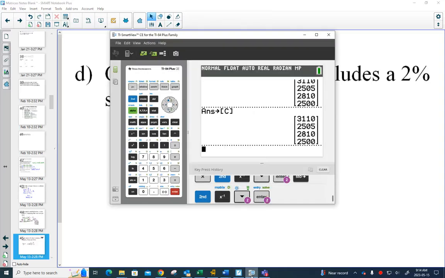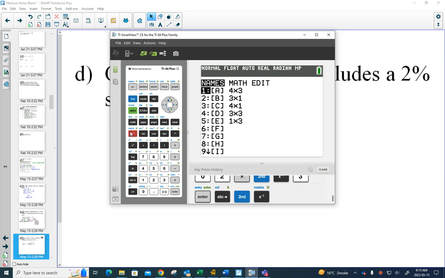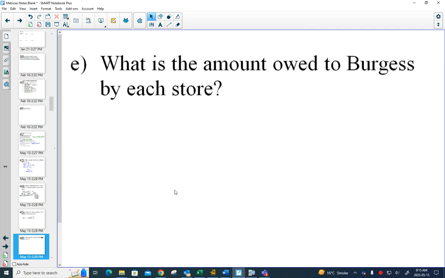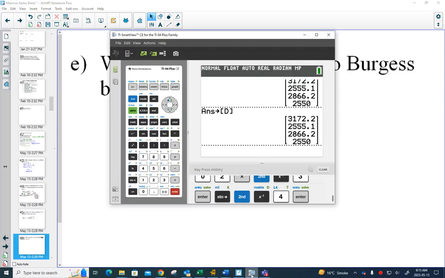Again, on our calculator, we could do this by doing 1.02 times matrix C, and all those answers get added. We could store this, since we called it matrix D. Store this as matrix D. And this will be the answer to our next question. What is the amount owed to Burgess by each store? We've got that in our calculator.